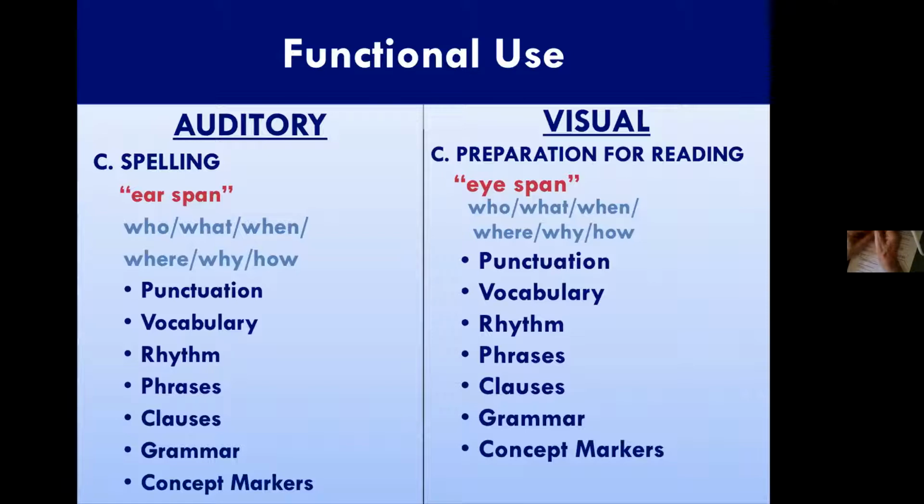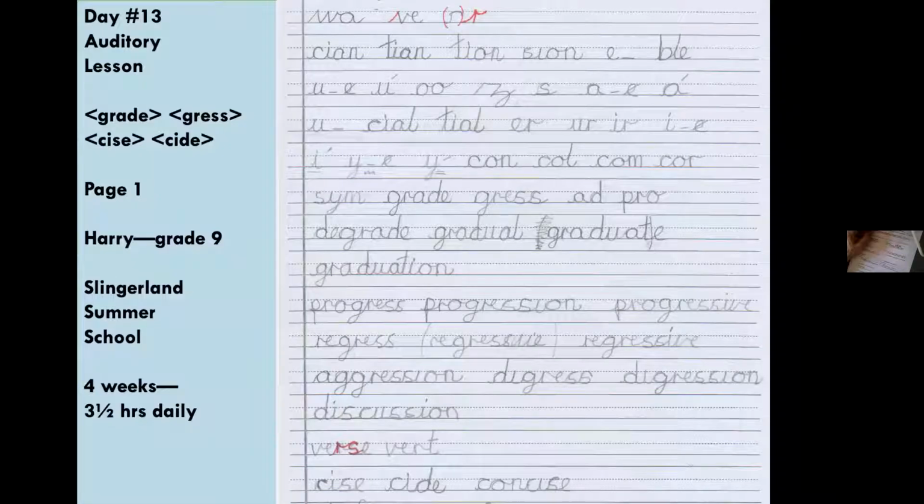And concept markers is like a contraction, which has an apostrophe. So the apostrophe would be the concept marker. Same thing, the apostrophe also can be used to mark the concept of possession.